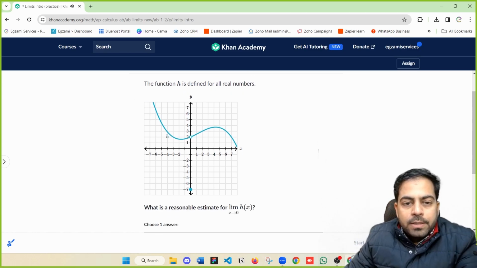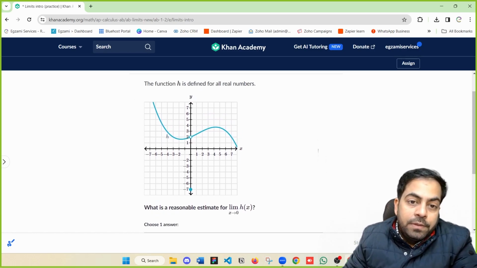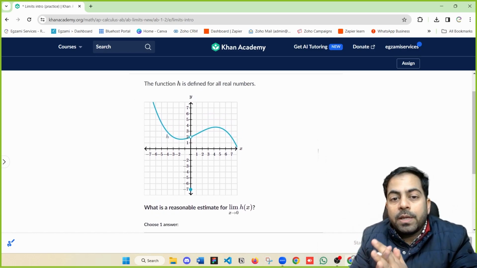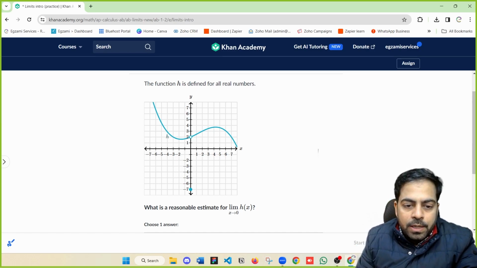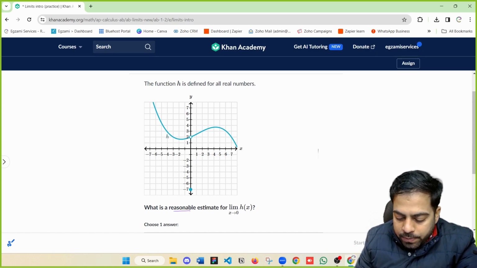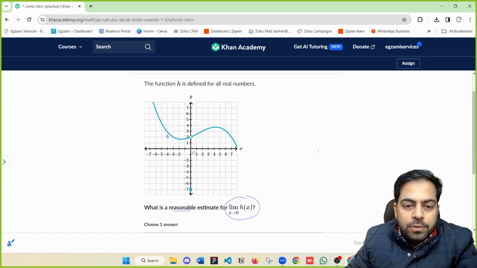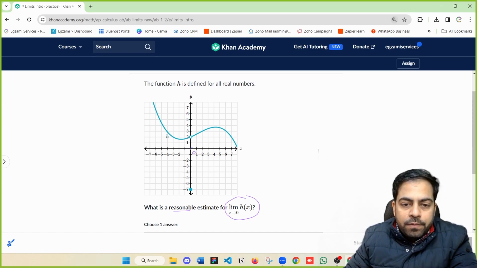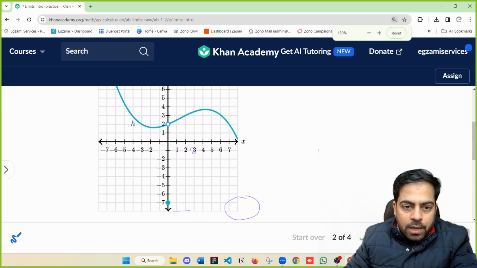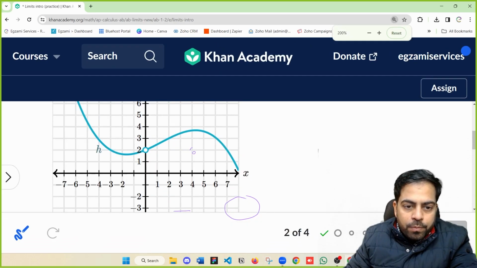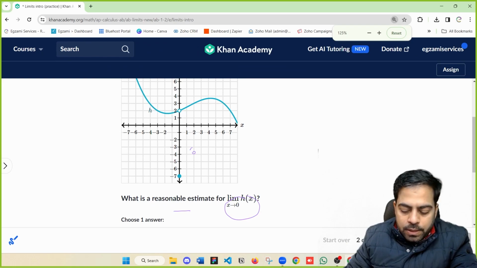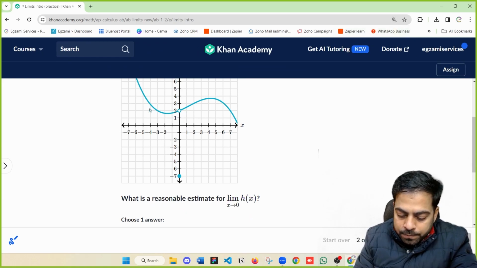Alright, in this question the function h is defined below. In this one we have to find a limit from the graph. The last one was from the table, and here we have to give a reasonable estimate for the limit as x goes to 0. As you can see, when x goes to 0, the graph, let me see if I can zoom it, is approaching 2 from both sides.